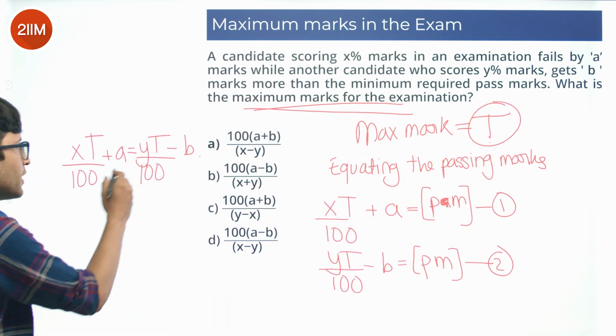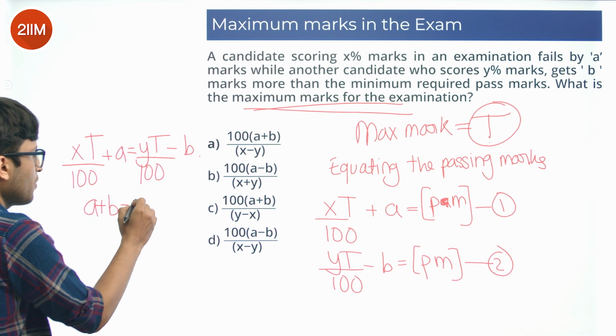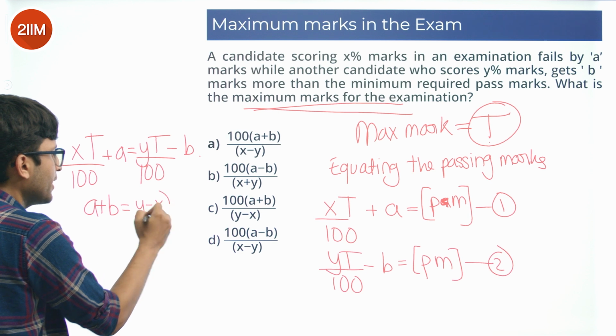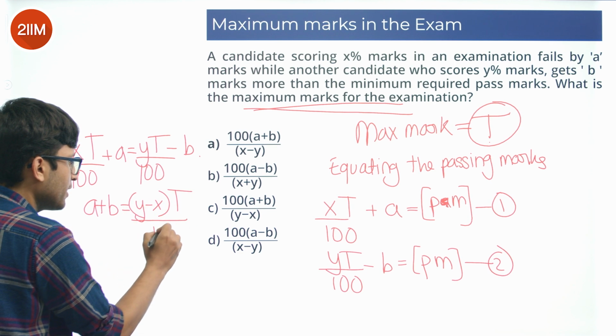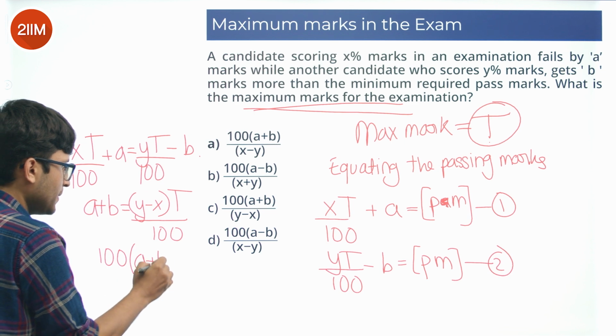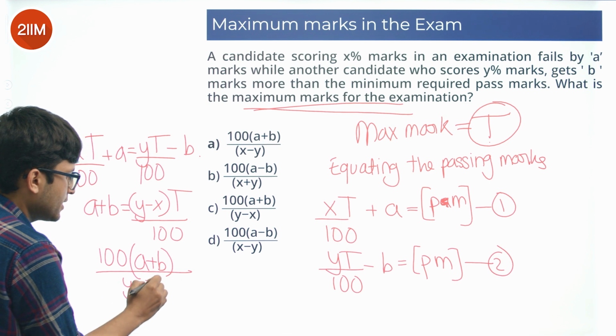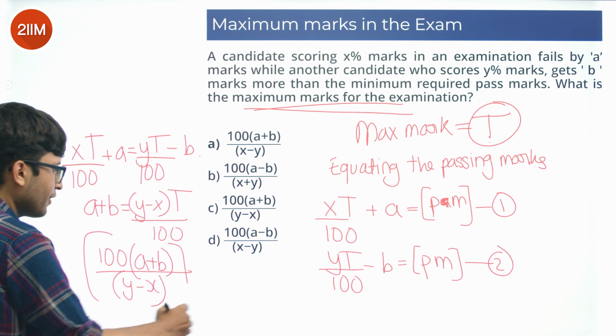So let's move on further. What I can do is A plus B is equal to y minus x, and I can take t as common, divided by 100. So my equation would turn out to be 100 into A plus B divided by y minus x. Yes, this is my final equation.